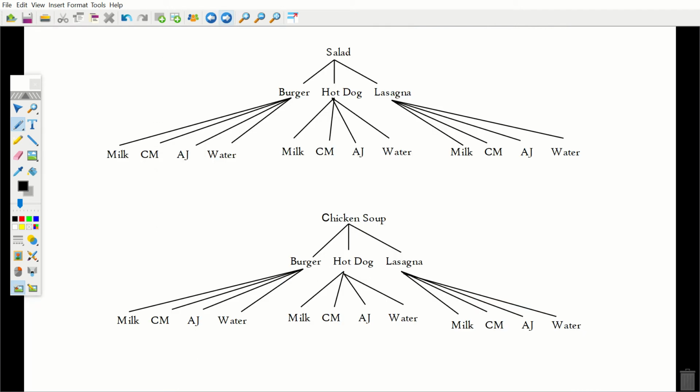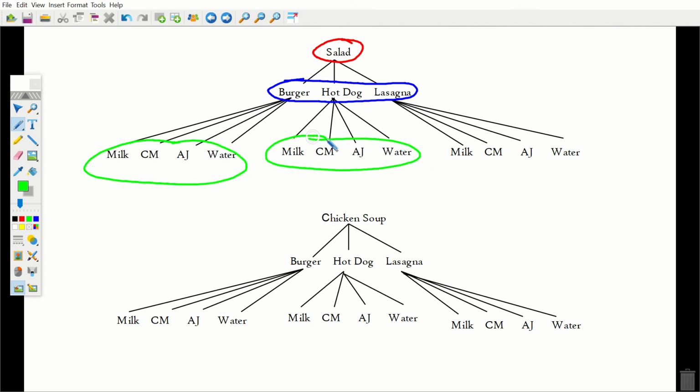It gets big and huge, and there's a lot of options because right here you have to have your one independent event with your salad. You have to have your second independent event right here, each one of these coming off of the salad, which is your protein. And then you have to have another independent event, which would be each one of the types of drinks coming off of each one of the types of protein. And then you do the same for chicken soup.